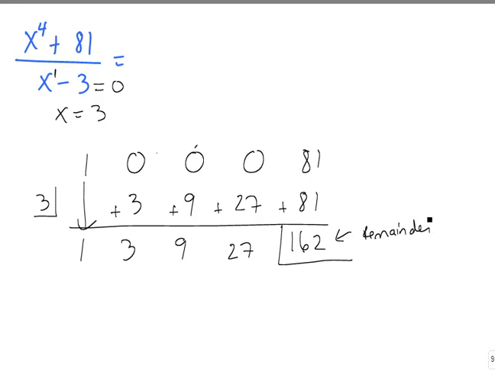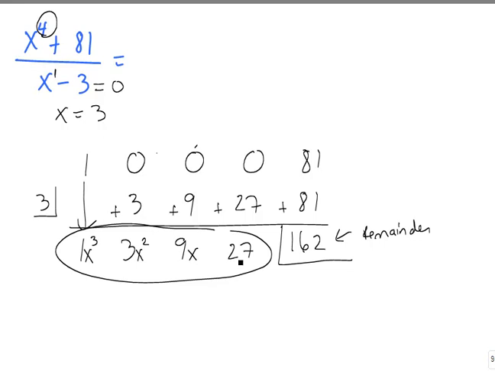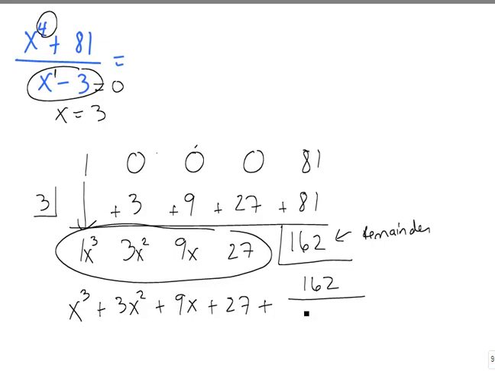So our final answer is this quotient. Remember, we started with a fourth degree, so our quotient is 1 degree less, so this is going to be our x cubed, x squared, x, and constant. Plus we're going to have a remainder fraction on the end. So our answer will look like x cubed plus 3x squared plus 9x plus 27 plus our remainder fraction. 162 goes on the top, and remember we were dividing by x minus 3, so that goes in the denominator. And here is our solution.